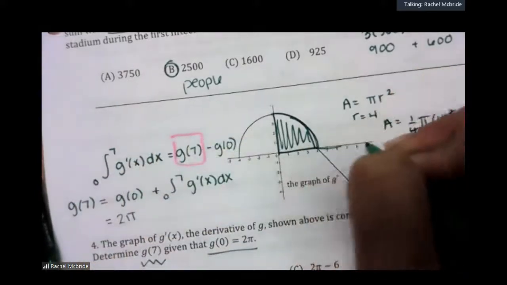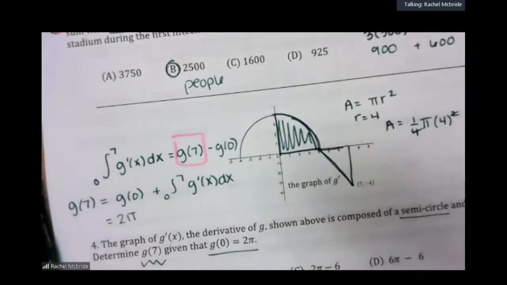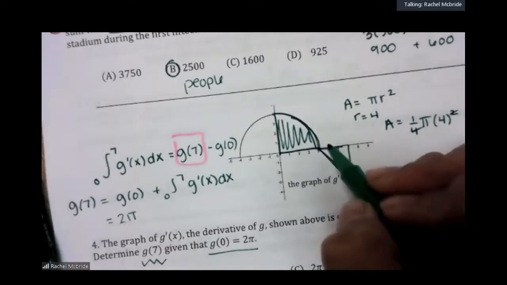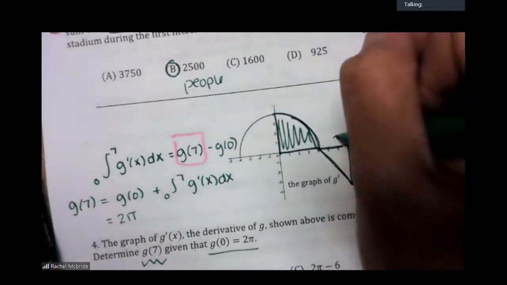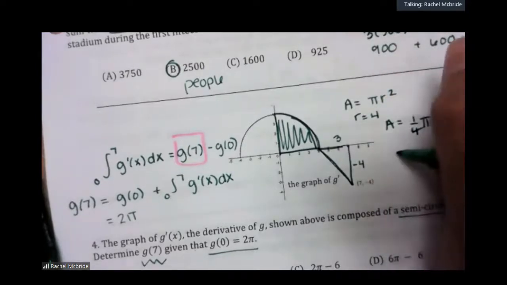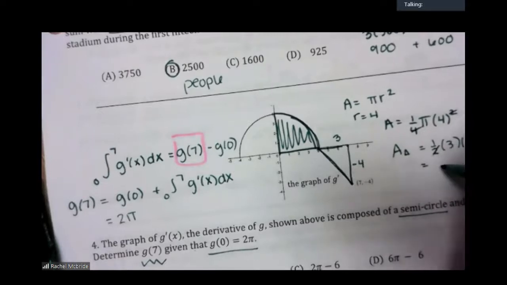And then this area from here to there represents a triangle. So it represents a triangle of base 1, 2, 3, and then height of -4. So area of a triangle is 1/2 base times height, or -6.